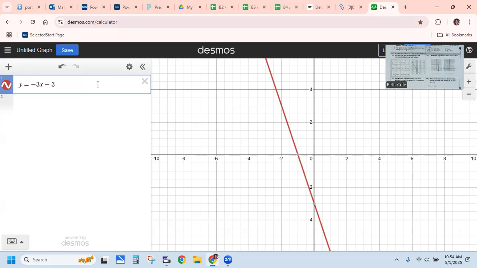I'm going to type them in one at a time, and I want you to tell me if this graph looks like the one that's on your paper. Does it touch at -1, 0, and 0, -3? Is that correct? No. Okay, cross that one out. It's not A.